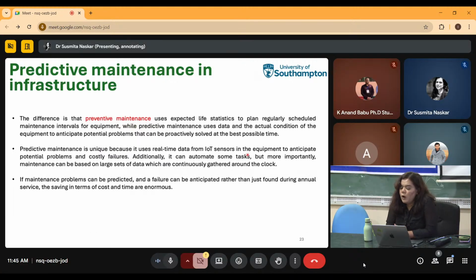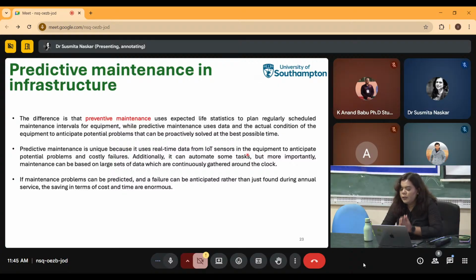Now if you try to look into how predictive maintenance differs from preventive maintenance, and why it is so important when we talk about valuable infrastructure. Generally, preventive maintenance relies on expected life statistics to plan regular maintenance intervals. For example, a part might be serviced every 6 months or every 1 year, regardless of its actual condition, okay? Whereas predictive maintenance uses real-time data and the actual condition of the equipment to anticipate failures before they occur.